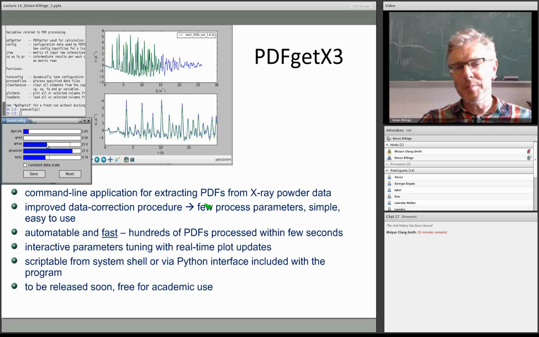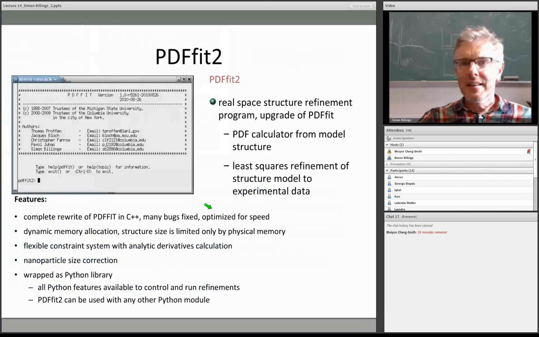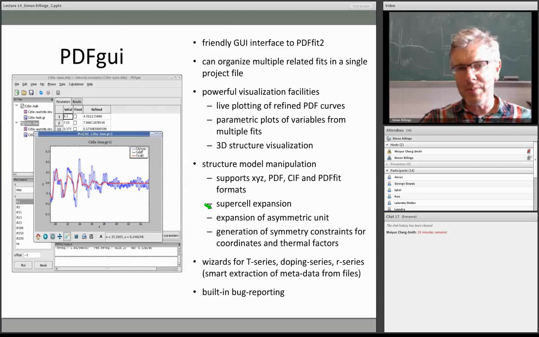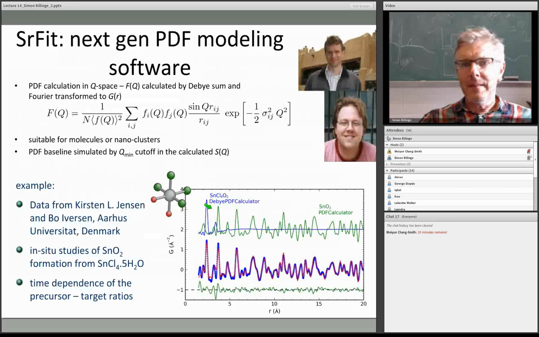So this is PDFgetX3, which is for doing the data reduction, so going from raw data to PDFs. PDFfit2 is a modeling program, but it comes bundled together with PDFgui, so this is for doing the modeling. There's a next generation software code that we're working on now that we're about to release this fall called SrFit. And this is a highly modular program, very flexible, and it's for the hardest problems around.